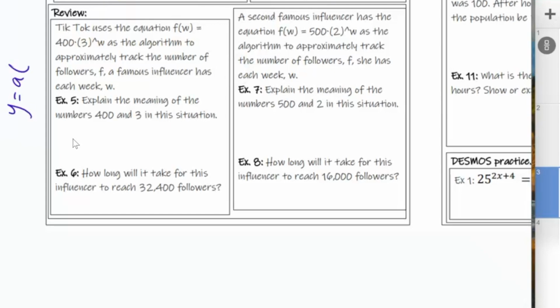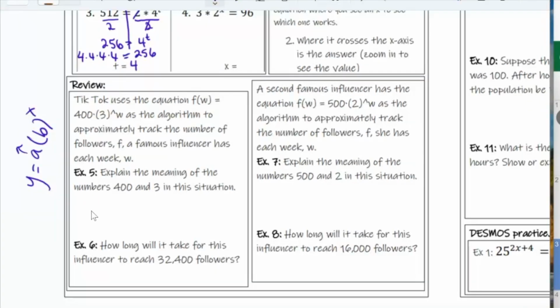y equals a b to the x, and I want you to write it down. What does a mean? My initial, right? Because assuming there's nothing here, okay? And then what is b? My growth. How do I know if it's growth? If it's greater than 1. Or my what? My decay. How do I know it's a decay? If it's between 0 and 1. And then finally, what is x? Time. Yes, we're writing it on every page. You need to write that down for credit.